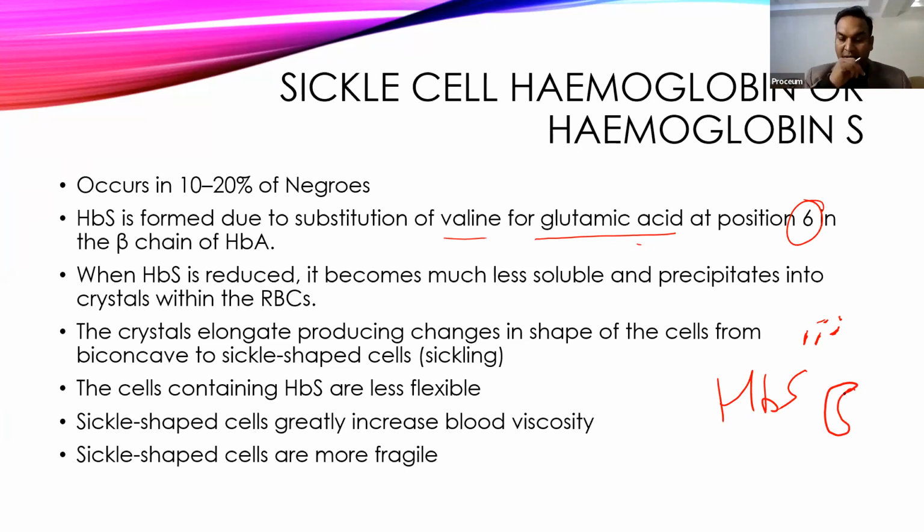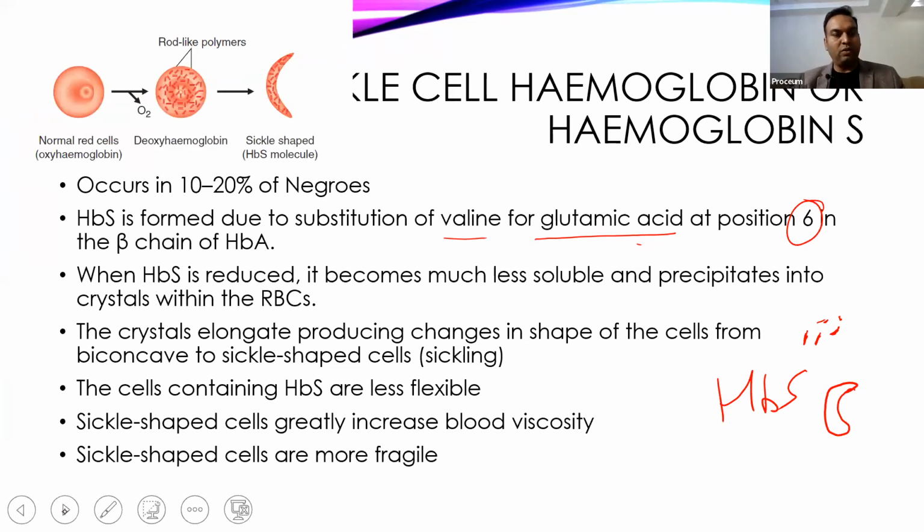And this RBC now becomes much less flexible, and it can get trapped in the small capillaries and break, causing destruction or hemolysis of the RBC. Apart from this, rigid RBCs also increase the viscosity of blood, can decrease the blood flow, and can cause multiple infarcts. So this is how sickling occurs. Whenever the oxygen is low, precipitated rods will form, and these combine with each other and form the sickle cell shape.